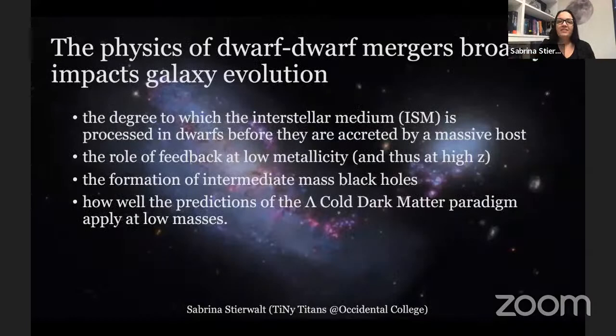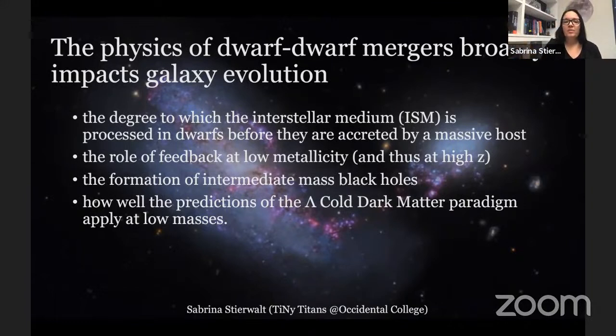All right, so hopefully I've motivated for you why the dwarf-dwarf interactions themselves are interesting, but also knowing about dwarf-dwarf mergers is important for our understanding generally of galaxy evolution. They dictate the degree to which the interstellar medium is processed before it's accreted by a massive host. If these little guys are merging together to form massive galaxies like the Milky Way, understanding what has happened in the evolution of these smaller systems is important to understand the Milky Way.